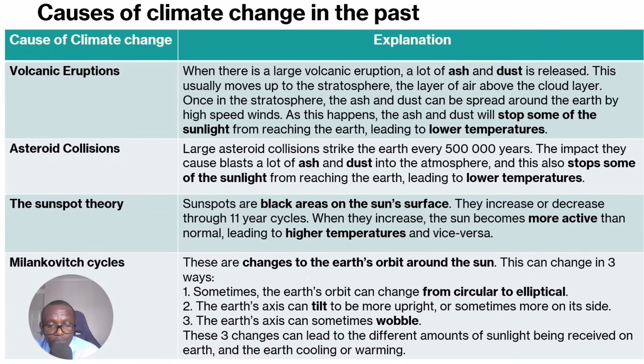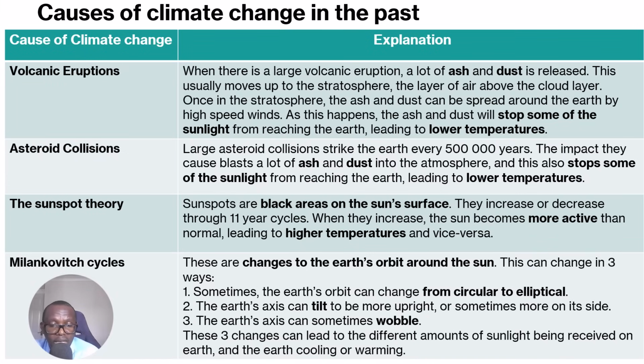Now, the third cause of past climate change is the sunspot theory. Sunspots are black areas on the sun's surface, and they increase or decrease through 11-year cycles. When we have more sunspots, the sun becomes a lot more active than normal, leading to higher temperatures, which means that during those periods when the sun has a lot more sunspots, the Earth is going to be a lot warmer than the periods when the sun has fewer sunspots.